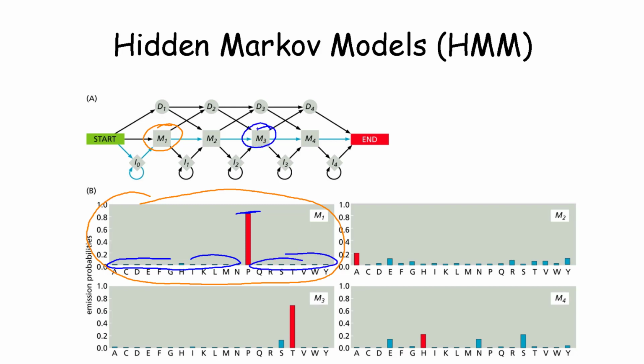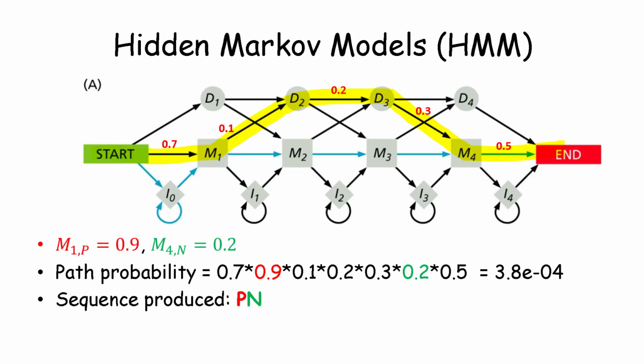When we are in M3, we produce a threonine with about 70% probability or a serine with about 20% probability. The insertion states can also similarly have emission distributions associated with them if we want to represent which amino acids are being inserted. Any particular path through these nodes, transitions, and emissions represents the production of a corresponding amino acid sequence. Let's, for example, walk through the path highlighted here and assume the transition probabilities are as shown.